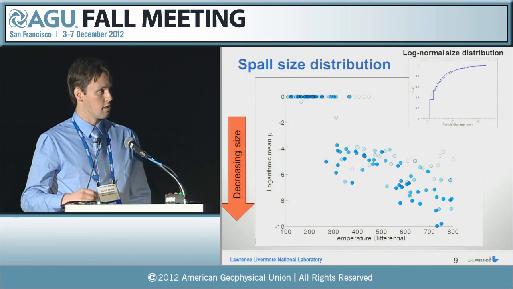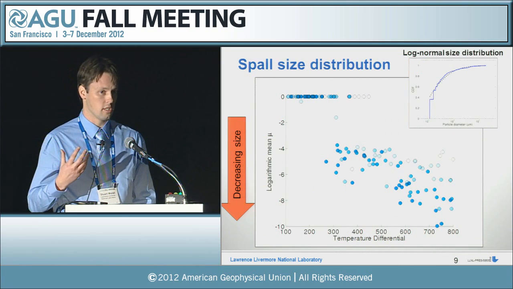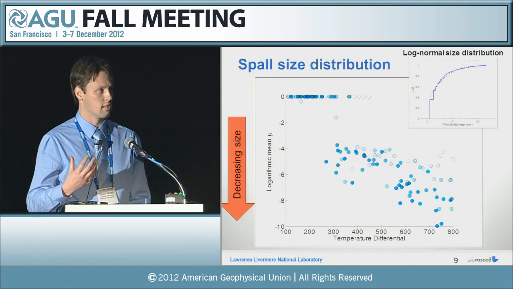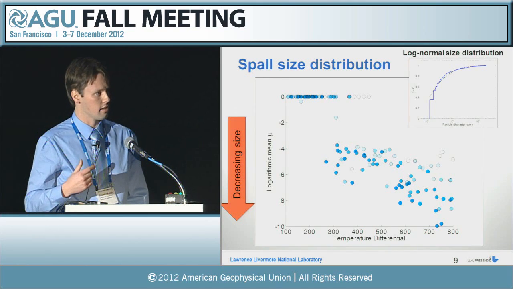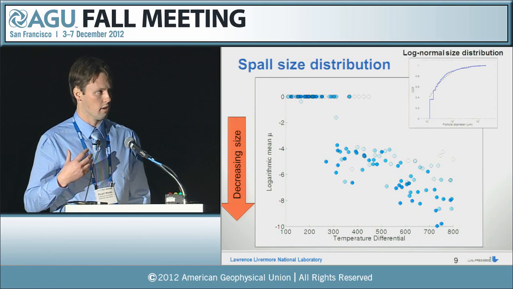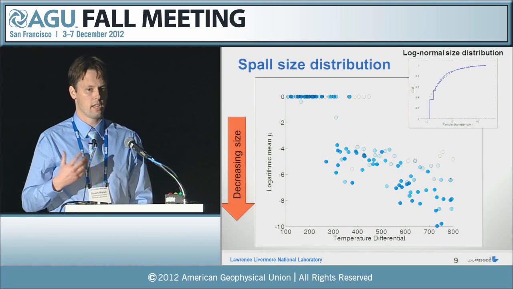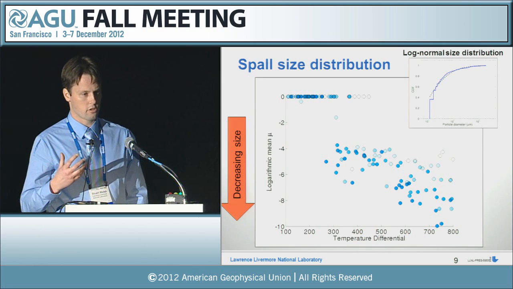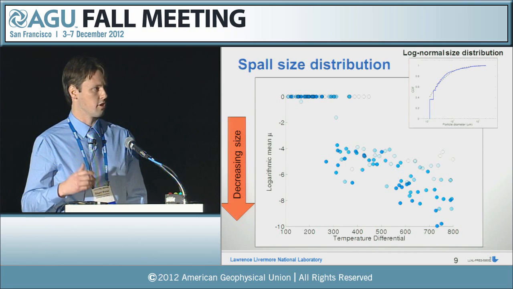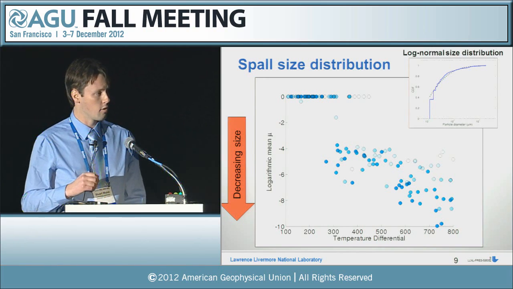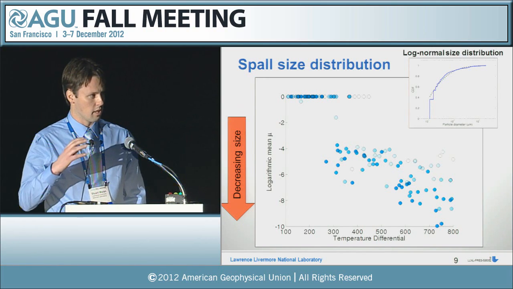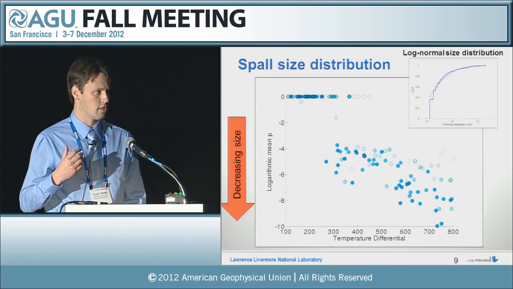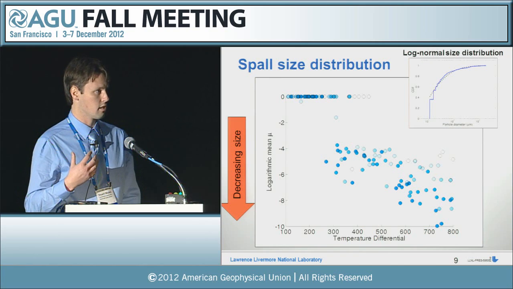Once we've run these simulations, we can look at the spall size distribution that's produced, and typically what we see is the spall sizes follow a log normal size distribution. And what I've done here is I've summarised the results of over 100 different simulations where we looked at a range of different parameters, including hydrostatic pressure, lithostatic pressure, the microstructure, and also the effect of the applied temperature. I've plotted those simulations in terms of their applied temperature differential, and the colour scale shows the ratio of the hydrostatic pressure to the lithostatic pressure.